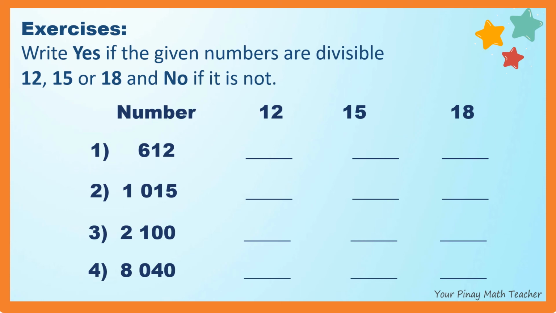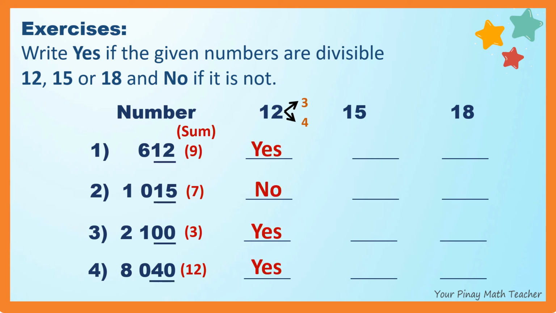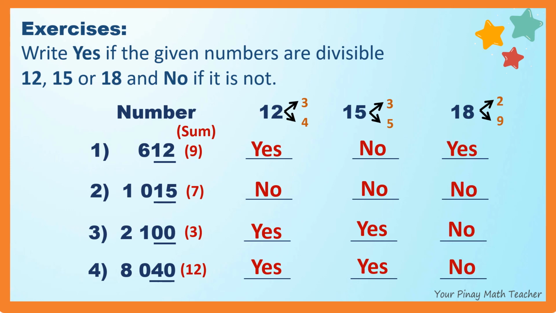These are the answers. For 12, it must be divisible by 3 and 4. So you need to get the sum of its digits. So for 12, we have yes, no, yes, yes. For 15, it must be divisible by 3 and 5. No, no, yes, yes. For 18, it must be divisible by both 2 and 9. So we have yes, no, no, no.